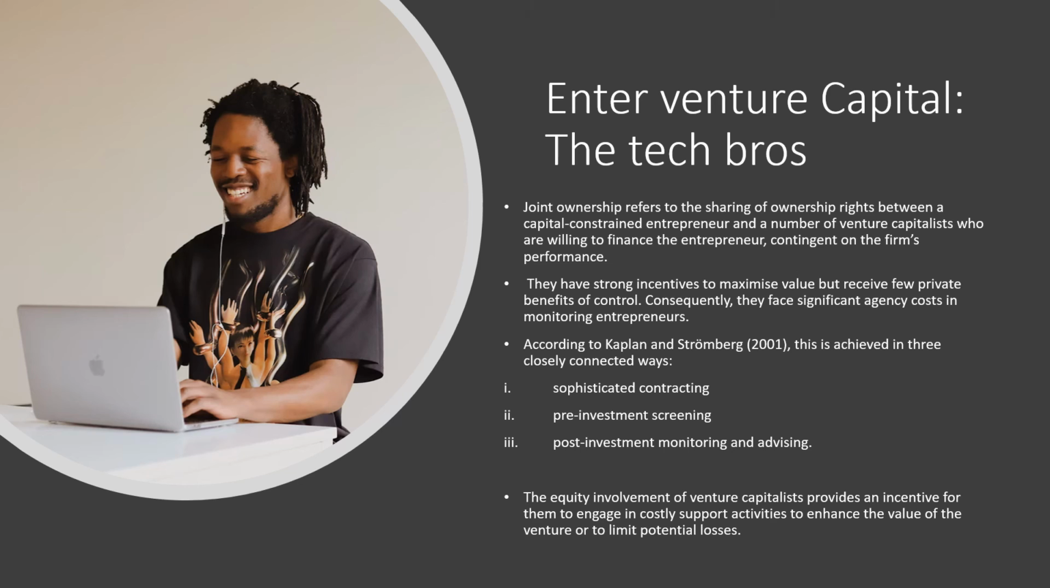Enter venture capital, the tech bros. So joint ownership refers to the sharing of ownership rights between a capital-constrained entrepreneur and a number of venture capitalists who are willing to finance the entrepreneur, contingent on the firm's performance. So these venture capitalists have a strong incentive to maximize value, but few benefits of control. As a venture capitalist, you'll be taking a maximum of maybe 30% of the company, but usually around 5, 10. I think Y Combinator takes about 7%.